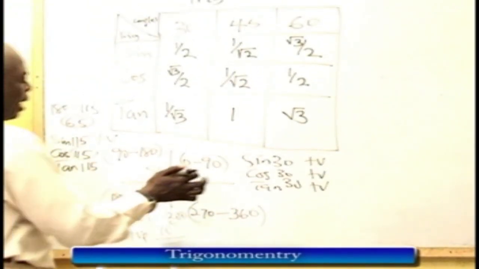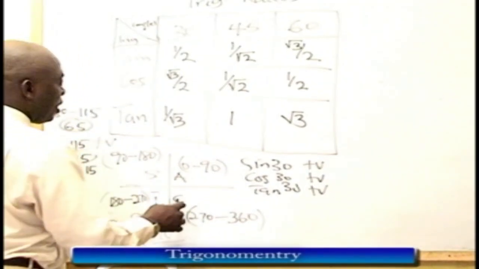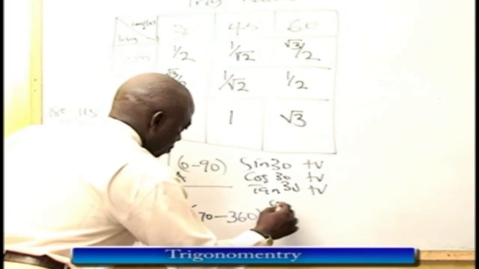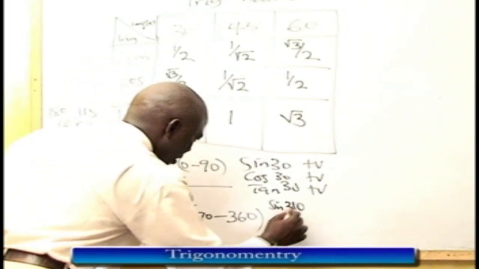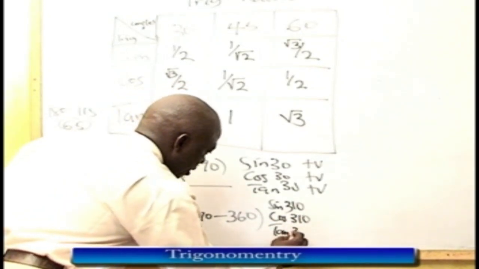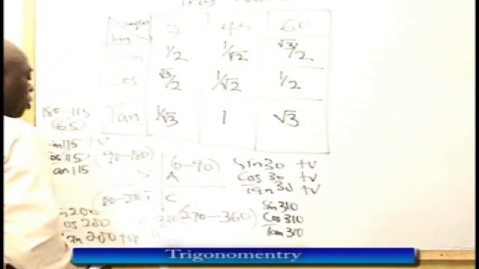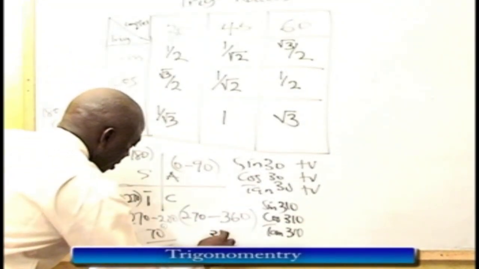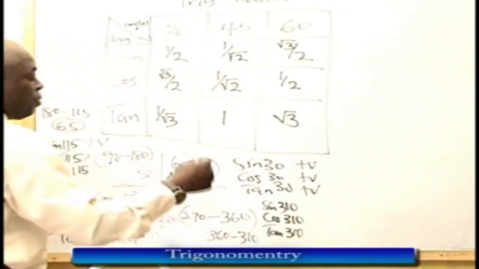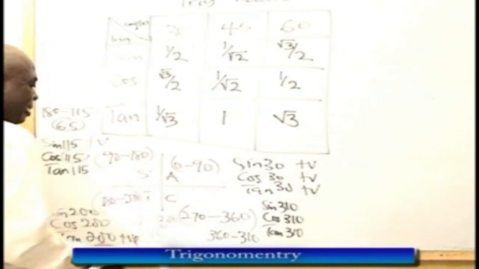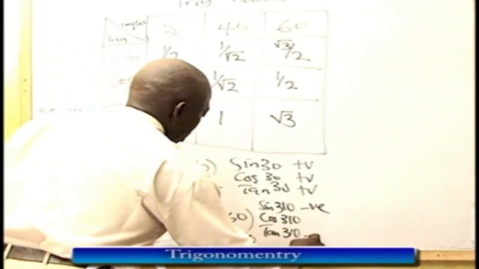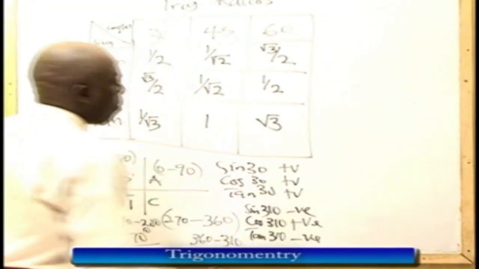And then again, you move to the last quadrant. In the last quadrant, only cosine is positive. So let's say, for instance, you have sine 310, cos 310, and then tan 310. If you look at this one in your four-figure table, the way to do it is to say 360 minus 310, and then you have 50. Now, when you look at that, you must put minus. This one is negative, this one is negative, only cos is positive.